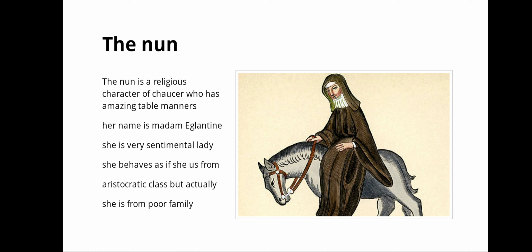Then the nun. Nun is a religious character of Chaucer who has amazing table manners. Her name is Madame Eglantine. It is to be noted that only the nun's name is mentioned, Madame Eglantine, and all the other characters do not have any specific name. Only Madame Eglantine has a specific name. She is a very sentimental lady. She behaves as if she is from the aristocratic class, but actually she is from a poor family.